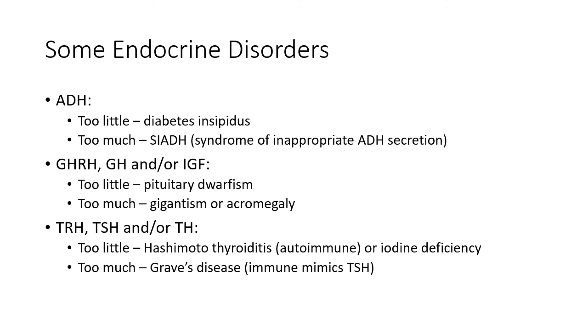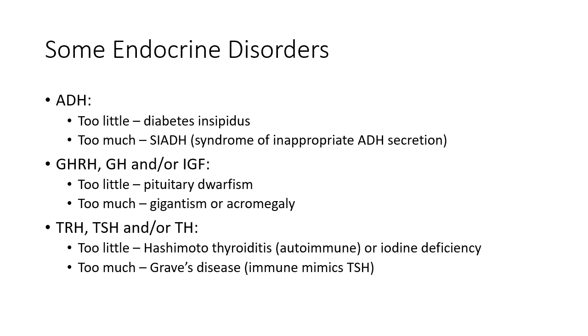If you have a problem with GHRH, growth hormone releasing hormone, with growth hormone itself, or with IGF, you're going to get either pituitary dwarfism, if you have too little of one of those, well, of IGF ultimately, or if you have too much IGF ultimately, you'll have gigantism or acromegaly. In pituitary dwarfism, you are basically too short. In gigantism or acromegaly, you're too big. People who have acromegaly will also generally have long faces and hands and feet that are unusually large or disproportionately large.